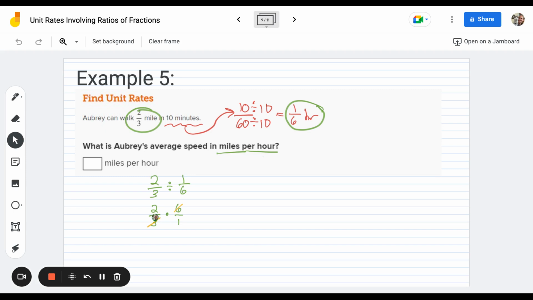3 divided by 3 turns this into a 1. 6 divided by 3 turns this one into a 2. And now we multiply our numerators. 2 times 2 is going to be 4, and 1 times 1 is 1. And so we get a nice whole number on this one. Her average speed is 4 miles per hour.